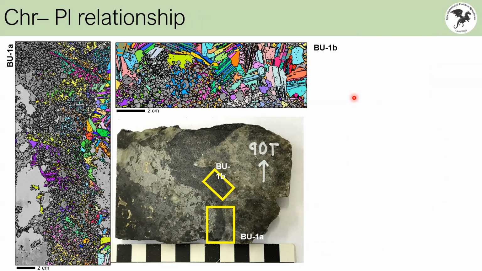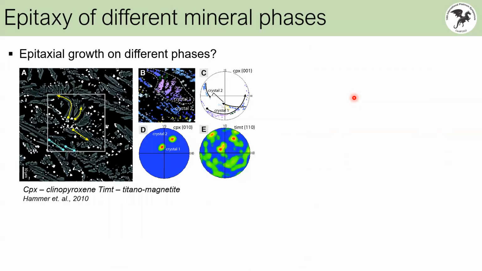So I also wanted to look at the plagioclase relationship with the chromites. I'm going to talk more about plagioclase itself, but if we have an in situ growth, we also want to test what is the relationship between chromite and the underlying anorthositic wall that they are growing on top of. And we can test the epitaxial relationship between different phases. Hammer et al. in 2010 looked at the clinopyroxene and magnetite relationship.